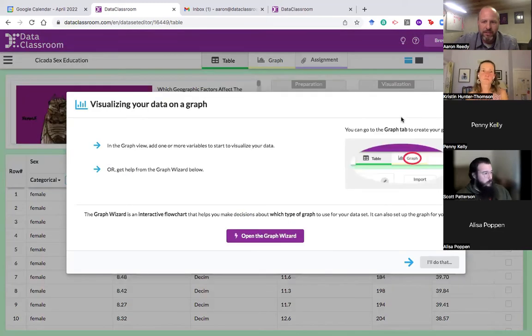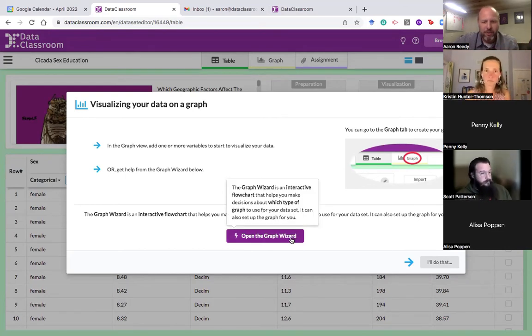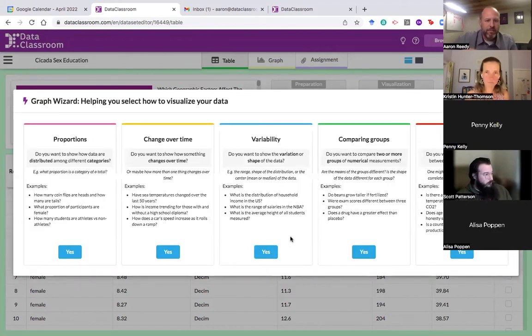And when you click this graphing button, it shows you how to just move to the graphing tab. If that's all you want to do, it shows you where that button is. But you can also open the graph wizard, and this opens up the image that Kristen showed you, where you're asking students what kind of question they are interested in. Is it one of proportions, or is it change over time? Is it variability? Is it comparing groups, or is it a relationship?